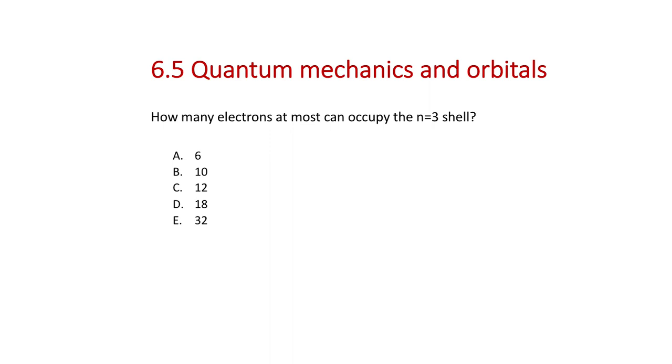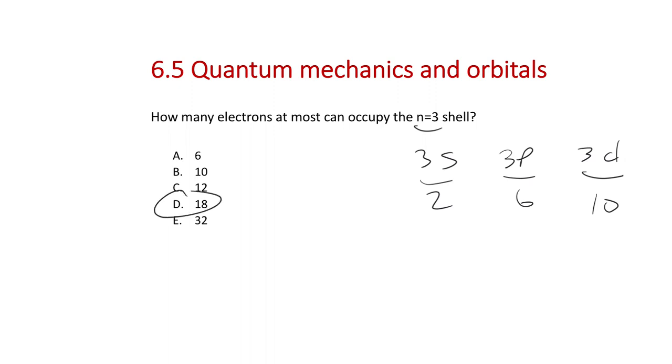So how many electrons can occupy the n equals 3 shell? I think we had just said this before, but this is just our 3s, our 3p, and our 3d subshells. So 2 electrons here, 6 electrons here, 10 electrons in the 3d. And so we had already answered this, so I think we can conclude that it's 18 pretty easily.